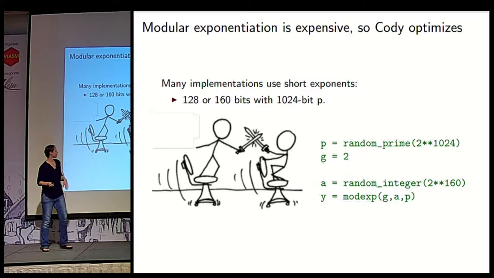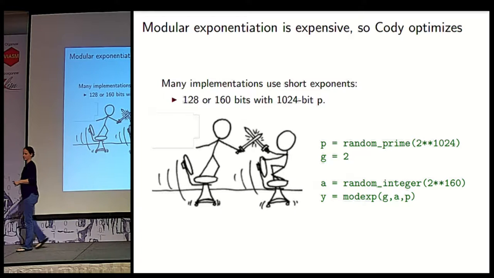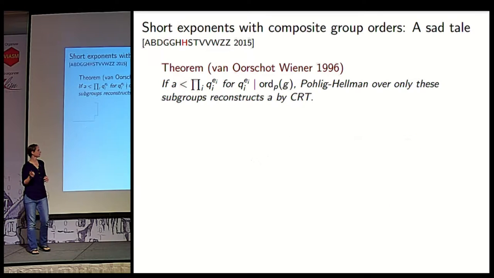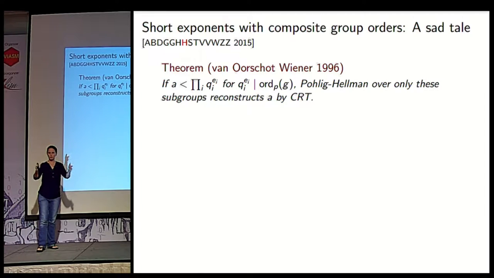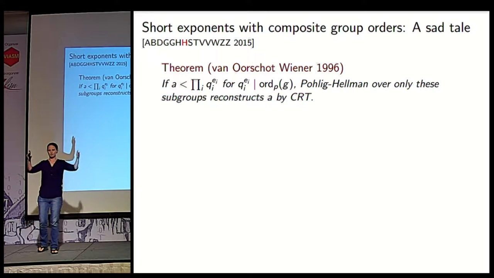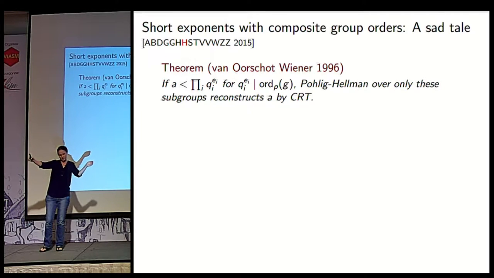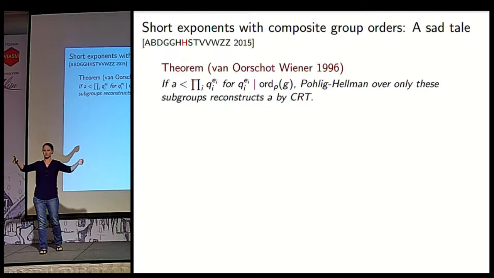I don't know. Okay, so Cody's modified implementation, which will be more efficient, will look something like this. He generates a 160-bit exponent A. That's good. Except that now we are in seriously dangerous territory. There is a cute observation made by Van Oorschot and Wiener in 1996 that if you have a short exponent, then for a random prime, you're likely to have enough small prime factors of P minus 1 to reconstruct your exponent using the Chinese remainder theorem, because you only need enough small prime factors to get up to the size of your exponent, and then uniquely reconstruct it.